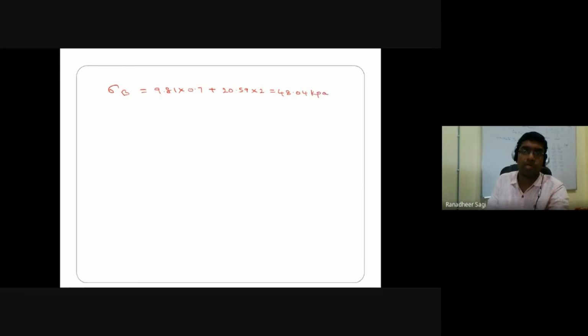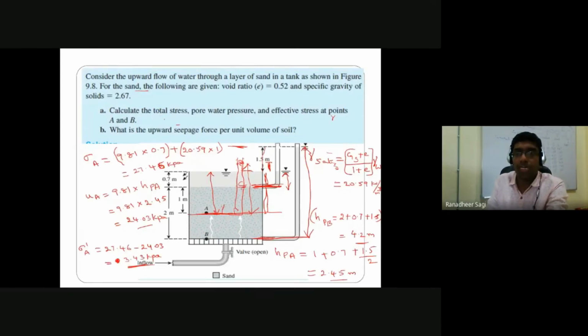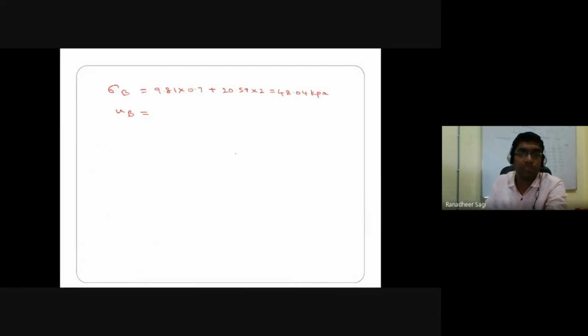Okay, so 48.04 is my total stress at point B. For the pore water pressure at point B, I need the pressure head at point B. We have already calculated the pressure head corresponding to point B, and it was 4.2 meter. So I can simply write my pore water pressure at point B as the unit weight of water into the pressure head corresponding to point B, so that value was 4.2 meter. 41.20 kilopascal is your pore water pressure at point B.